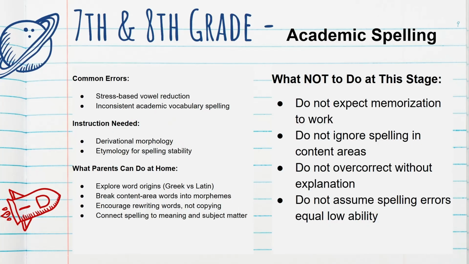What's something not to do? Again, do not expect memorization to work. Also, do not ignore spelling in content areas. Do not overcorrect without an explanation. And don't assume spelling errors equal low ability. Listen, there are older people, spelling is not a perfect thing.